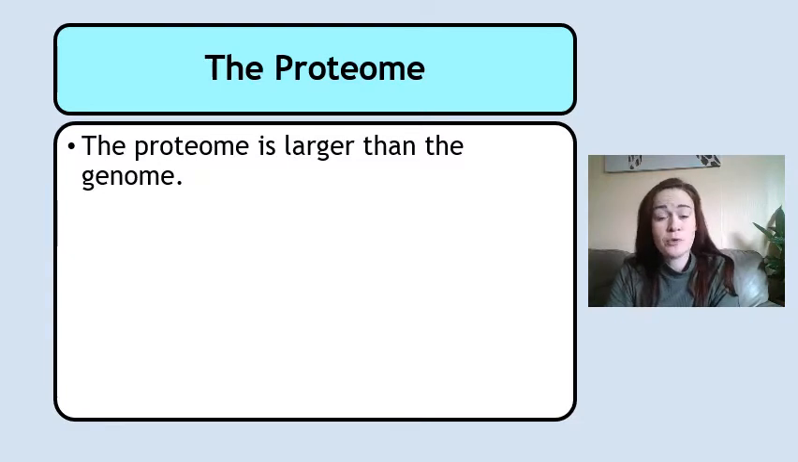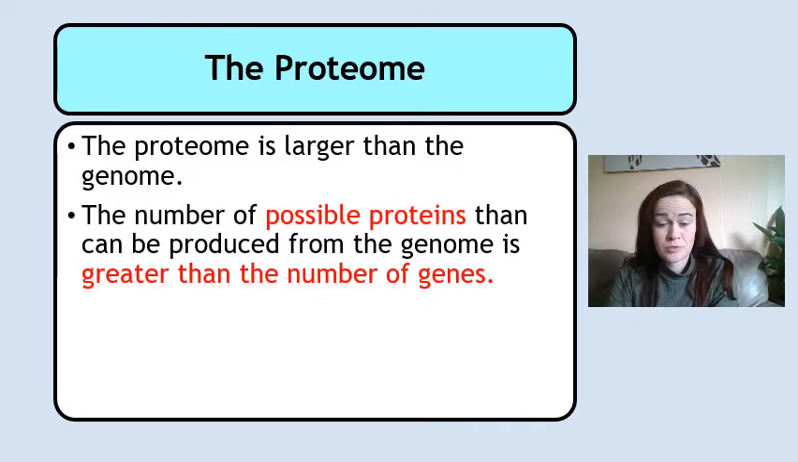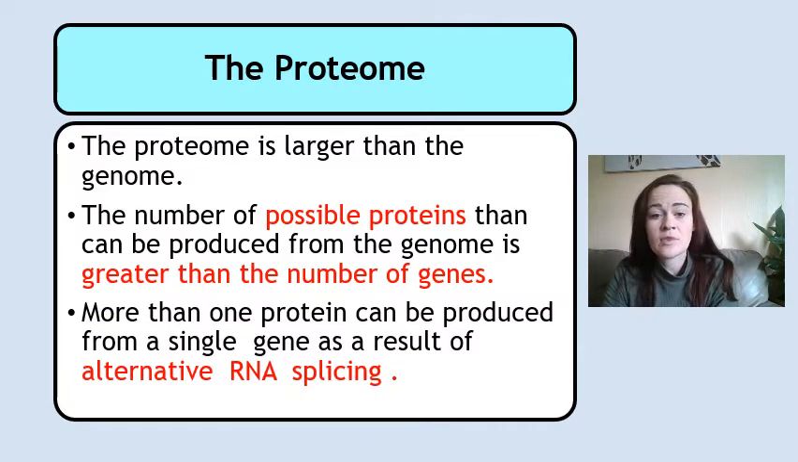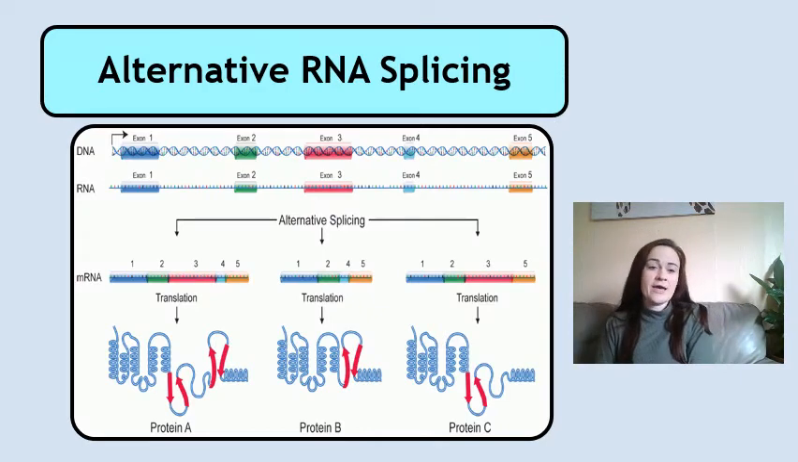So the proteome is larger than the genome. The number of possible proteins that can be produced from the genome is greater than the number of genes. And as we know, more than one protein can be produced from a single gene as a result of alternative RNA splicing, which is something we looked at in Higher. Just as a reminder, we've got this diagram here.